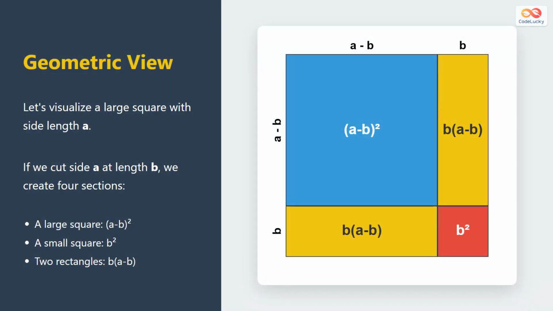Let's look at this geometrically to understand why the formula works. Imagine a large square with a side length of a. If we want to find the area of (a − b)², we can cut a length b from both sides. The remaining blue square represents our target area. The total area is a squared, but we have to subtract the red and yellow sections to find the blue area.